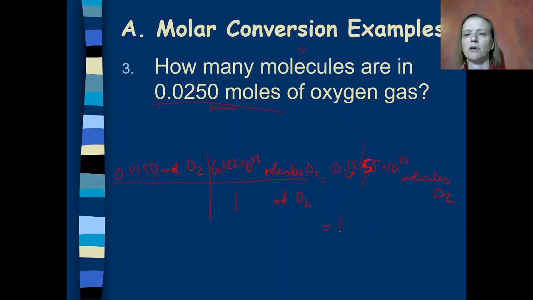So my final answer is 1.51. Because that number's a 5, I'm going to round up the previous digit. And I said I was going to reduce the exponent because I had increased this coefficient number. So 1.51 times 10 to the 22nd molecules of oxygen.